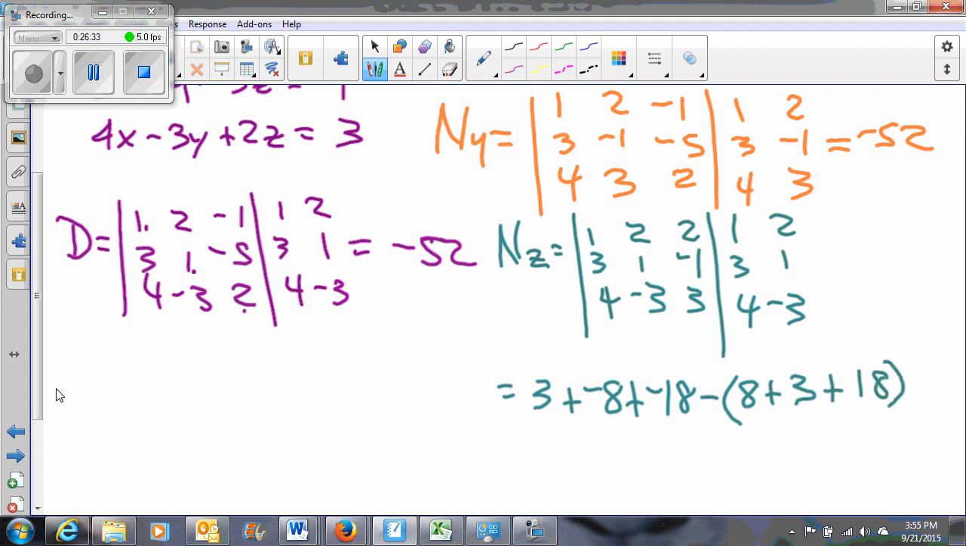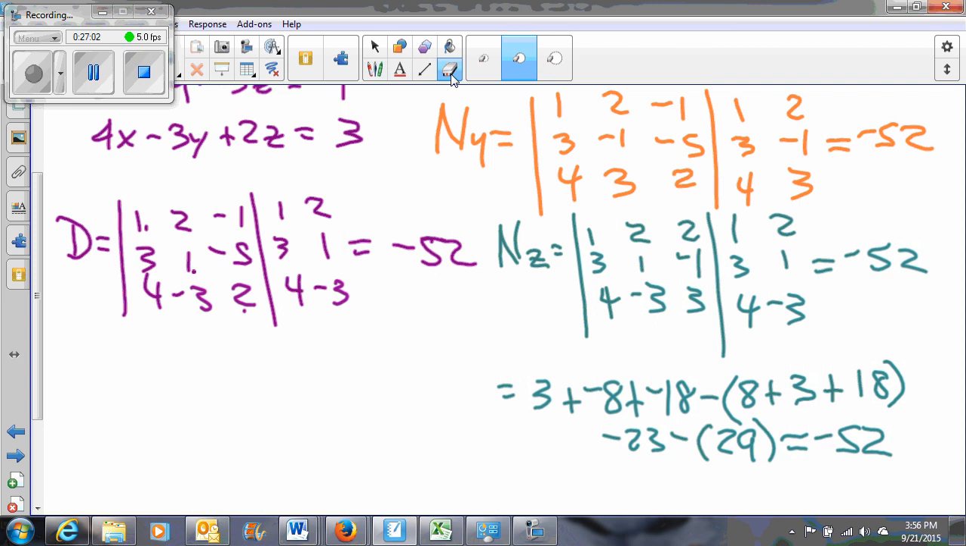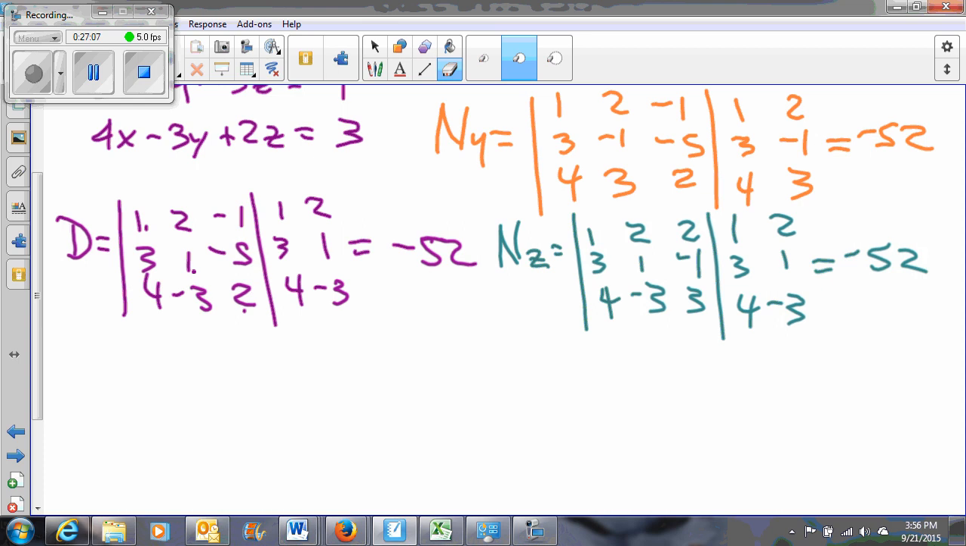Okay, now 3 plus negative 8 is negative 5, negative 23 for this part, minus, now 8 plus 3 is 11, 11 plus 18 is 29, so we have negative 23 minus 29, which is negative 52. Okay, now I bet you noticed that we've got some magic going on here. So let's see what Cramer's rule says all this is going to be.